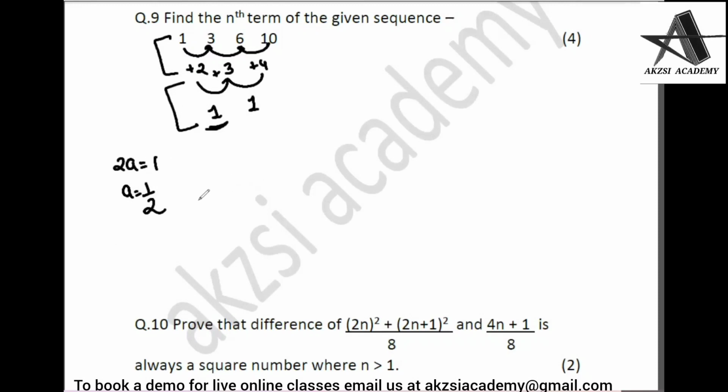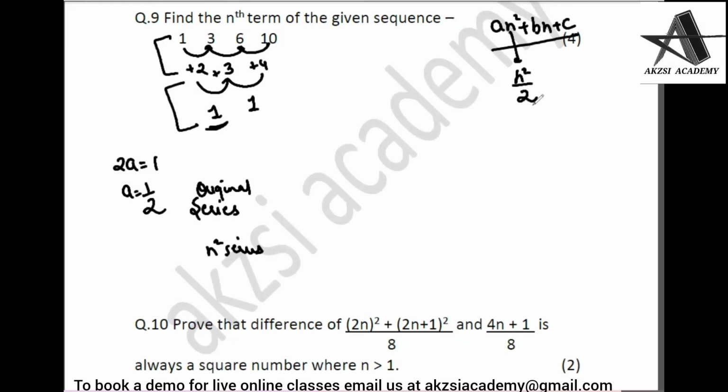Now what I have to do is write my original series and the n squared series. A is the coefficient of n squared. The standard way of writing a quadratic sequence is an squared plus bn plus c. So we got n squared by 2. As of now, I only know the value of a. I don't know the value of b and c. So I have to write the original series and the n squared series.